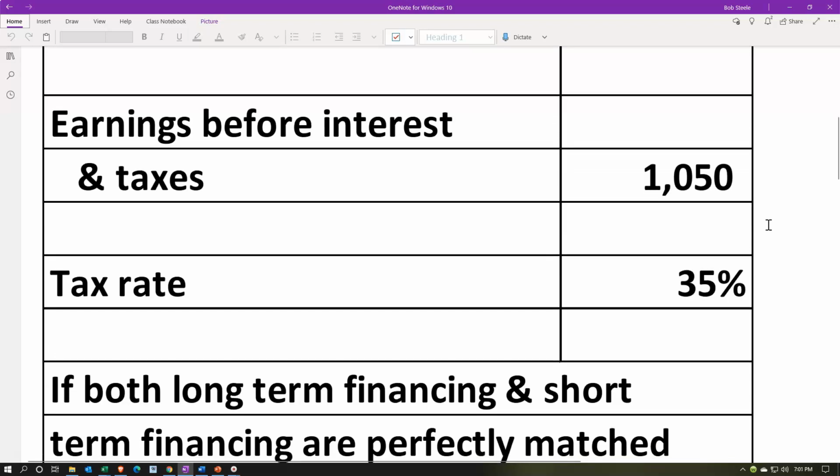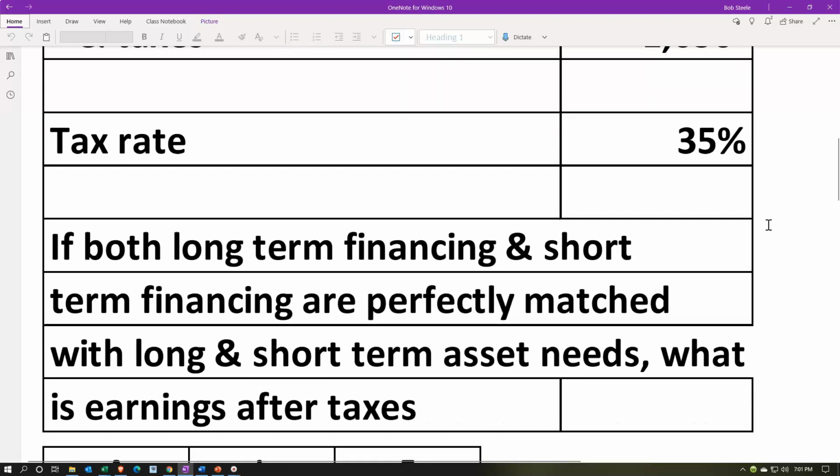Earnings before interest and taxes, 1,050. The tax rate is going to be 35%. If both long-term financing and short-term financing are perfectly matched with long and short-term asset needs, what is earnings after taxes?